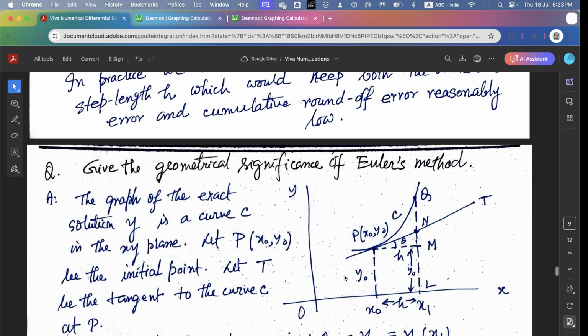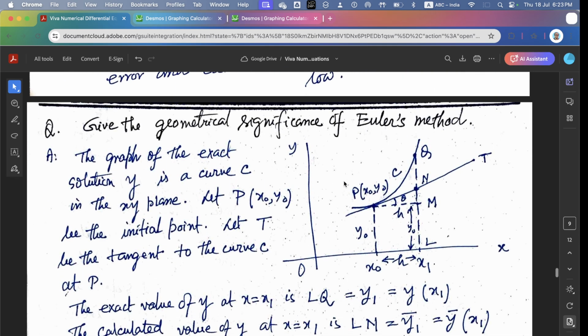Next question: give the geometrical significance of Euler's method. The graph of the exact solution is this curve C in the xy plane. Let P(x0, y0) be the initial point on this curve, and PT is the tangent to this curve at this point P.